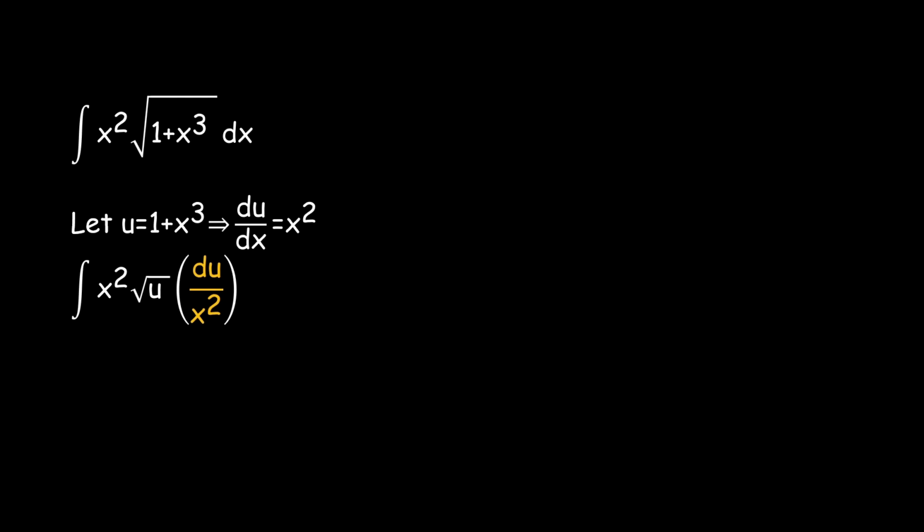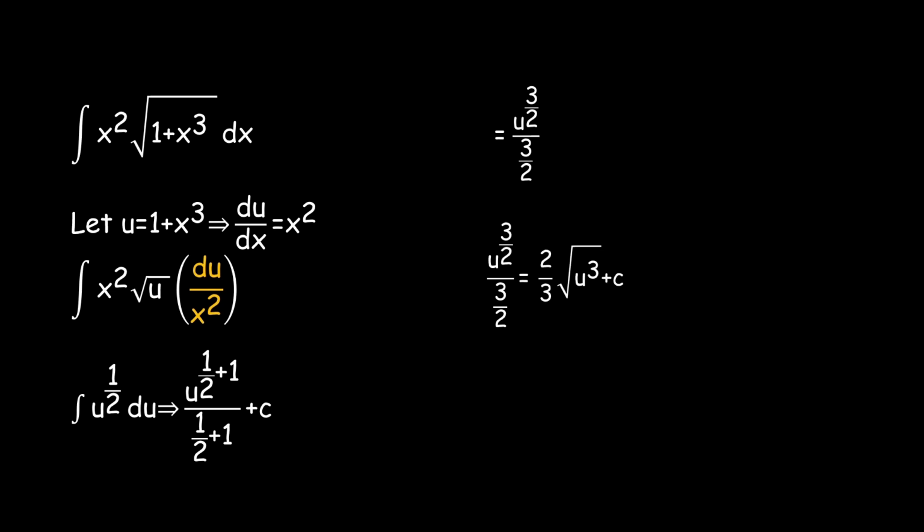Now the x squareds will cancel out, and we have the integral of just the square root of u. The square root of u is the same as u to the power half, so we integrate that by adding 1 to the power, and then this should give us u to the power 3 over 2 over 3 over 2. Simplifying the fraction, we should get 2/3 the square root of u to the power 3. But then we need to replace back our original value of u, which is 1 plus x cubed. And then we would have our final answer.